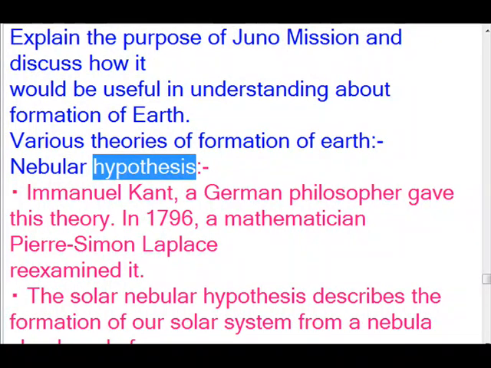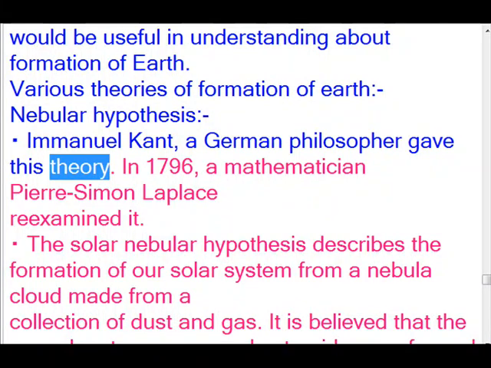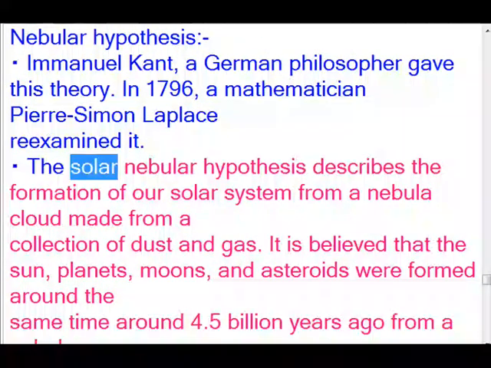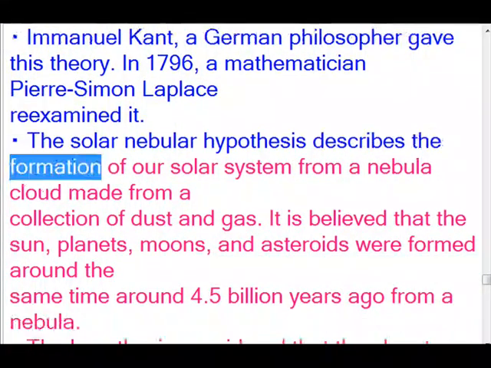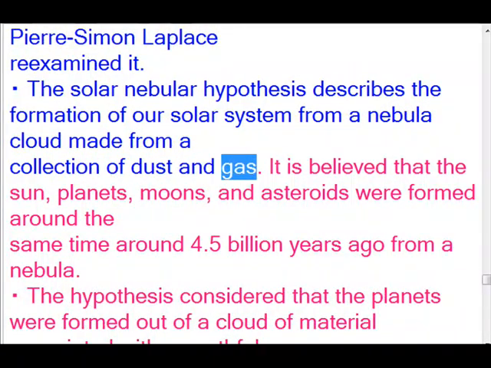Nebular hypothesis. Immanuel Kant, the German philosopher, gave this theory in 1796. The mathematician Pierre-Simon Laplace re-examined it. The solar nebular hypothesis describes the formation of our solar system from a nebula cloud made from a collection of dust and gas.